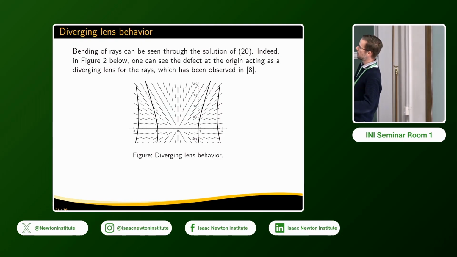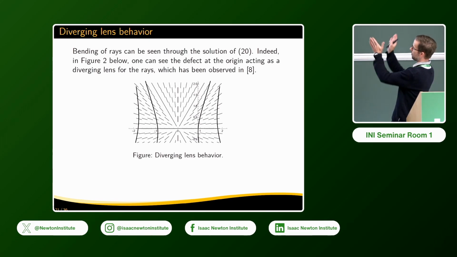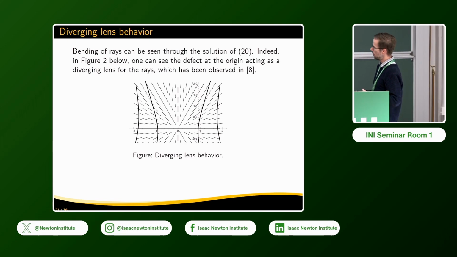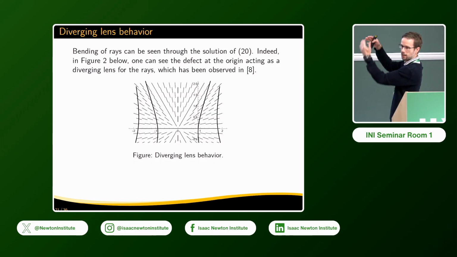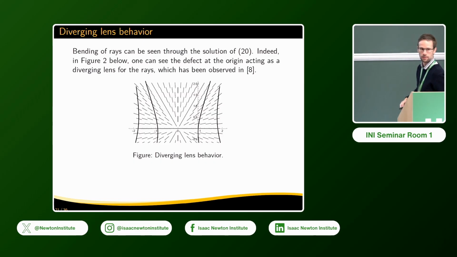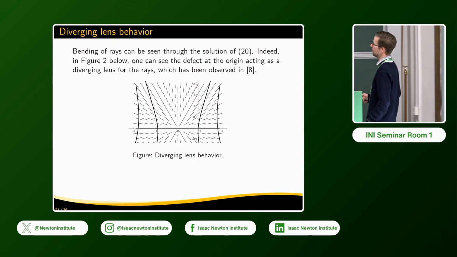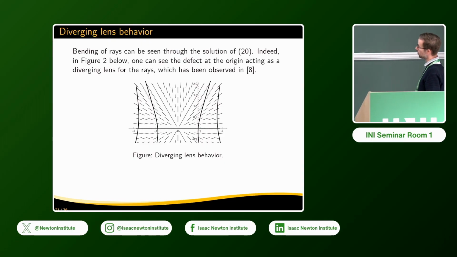What do I mean by this? Here we see the rays are diverging away from the origin, but depending on the disclination, you can also have rays that are bending and focusing towards the origin as well. So this was a very interesting phenomenon coming from the geodesic equations, and again, was observed some 15 years ago or so.